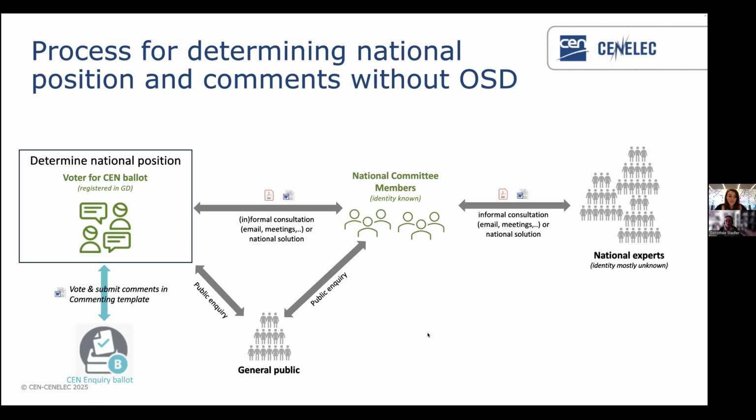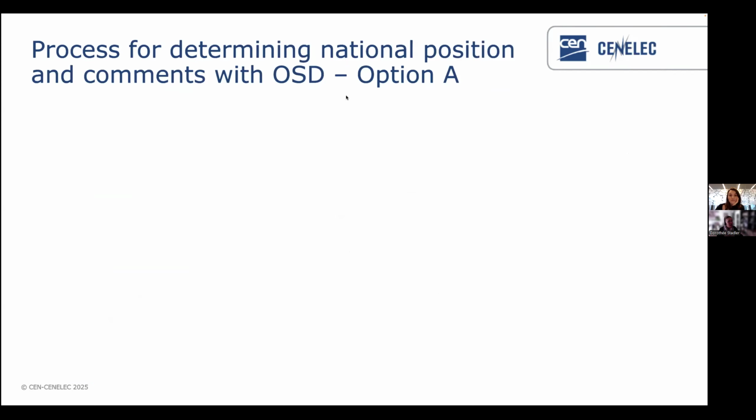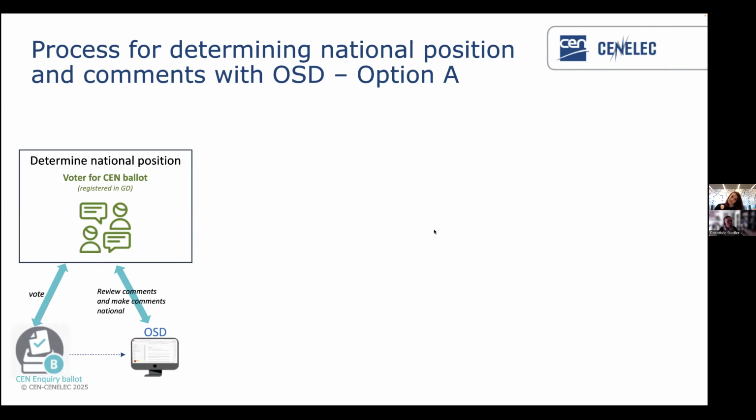And so we are assuming this is the whole process of getting to national position, voting, and adding comments. So with the OSD, if we are talking about option A, not a whole lot changes. You are still a voter for the CEN ballot, and you still need to determine your national position. You will still go into the CEN inquiry ballot to vote, but what changes is that you are not submitting a Word file with your comments, but you're actually going to add these comments in the OSD. And you can then review the comments and make sure that those comments are now your official national comments. And there's a direct link from the ballot to the OSD.